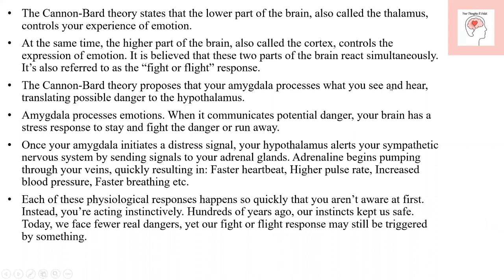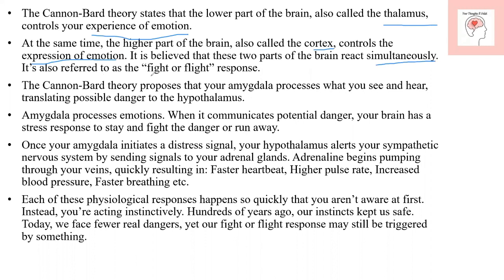Okay, so what did Cannon and Bard say? That the thalamus is responsible for how you experience your emotions. It basically controls your emotions. At the same time, the cortex, which is the higher part of your brain, controls the expression of emotion. So two parts are controlling your emotion, the thalamus and the cortex. It is believed that these two parts of the brain react simultaneously, so these two work together.